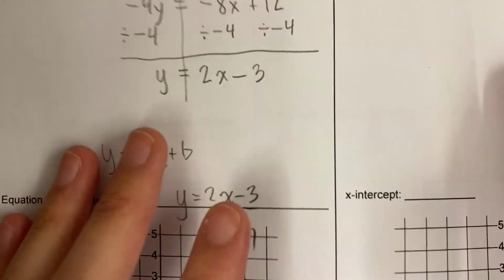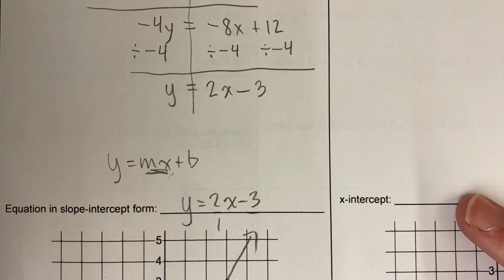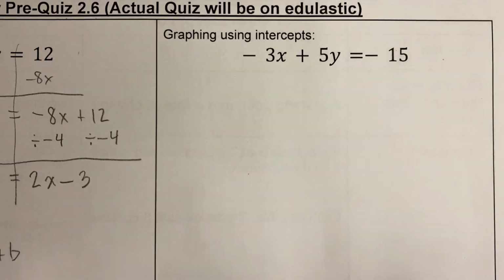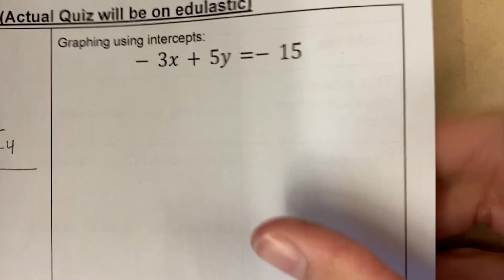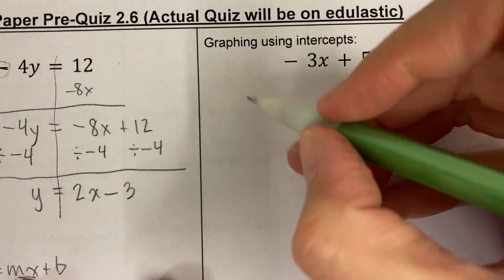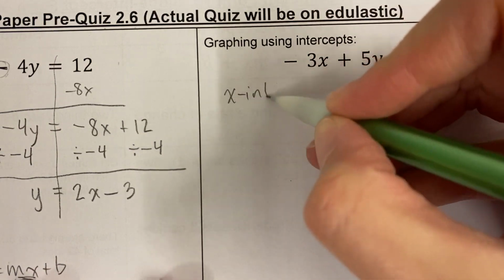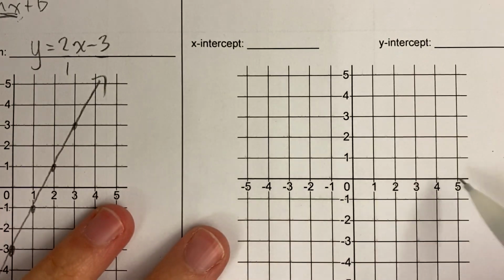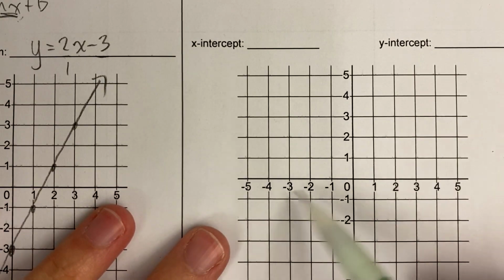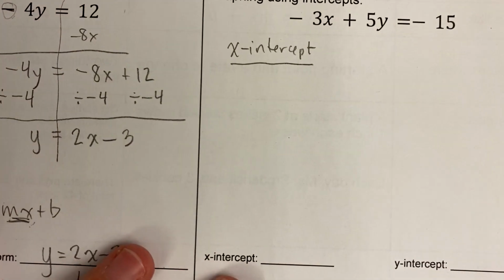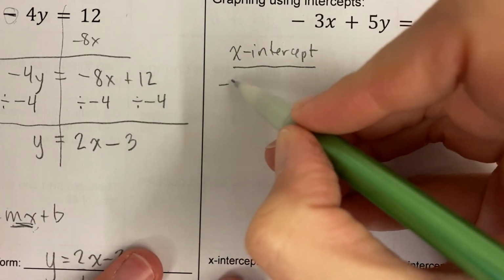My other option for graphing is using the x and y intercepts. So that looks like plugging in zeros for the x and y's. So for the x-intercept, remember the x-intercept is a point on the x-axis. So in that case, the y value along this whole line is 0. So I'm going to plug in 0 for y.